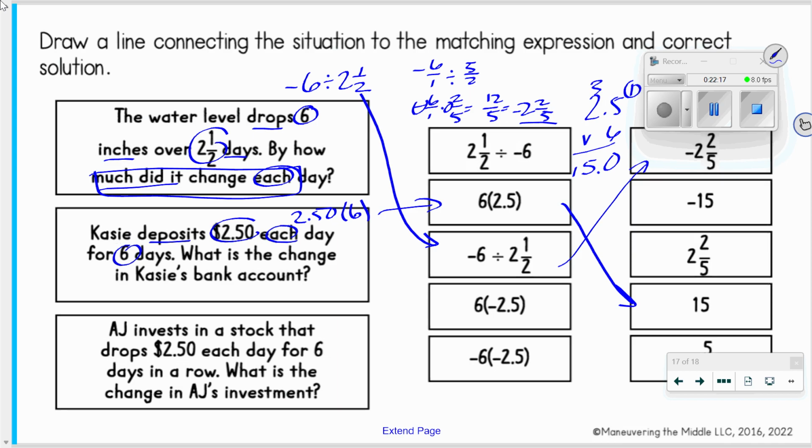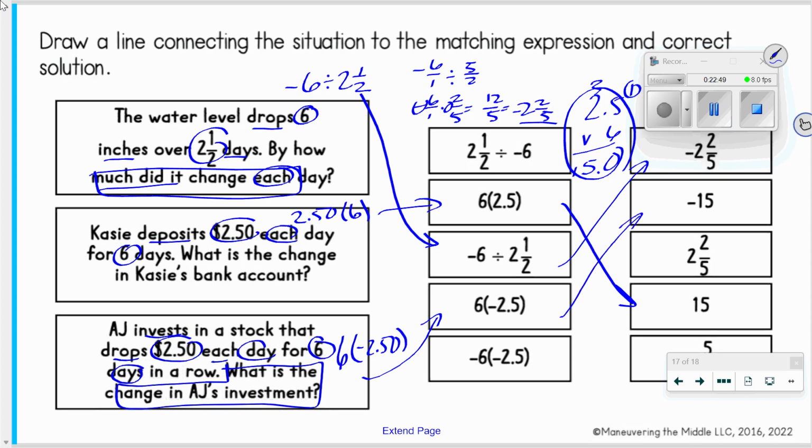So for our last one, they invest in a stock that drops $250 each day for 6 days in a row. What is the change in AJ's investment? So the drop 250 is going to be a negative 250 for 6 days in a row. So it's going to be a 6 times a negative 250. So that looks like this one here. So the math is going to be the same as what we had just done. The only difference is it's going to be a negative, meaning that this one goes to there.